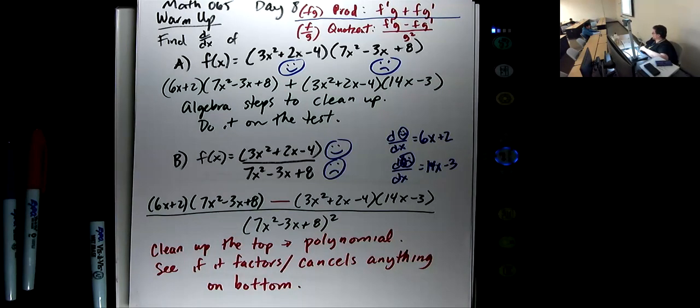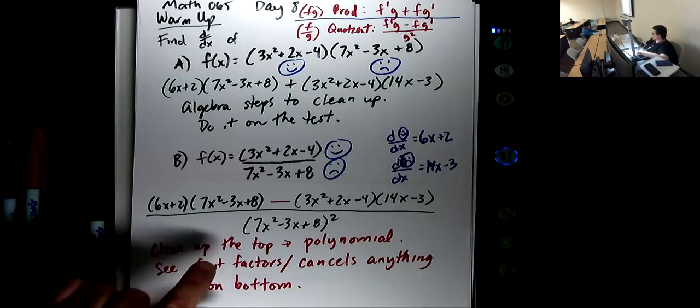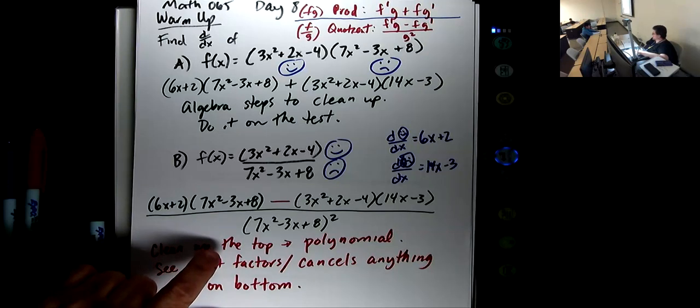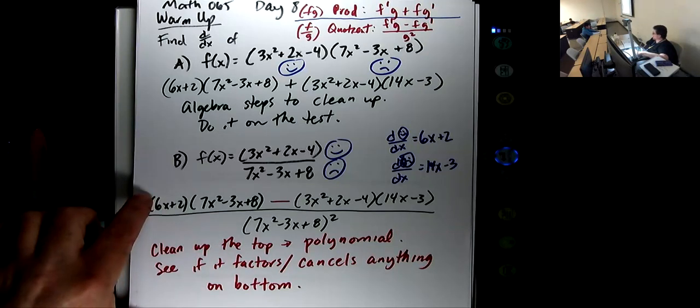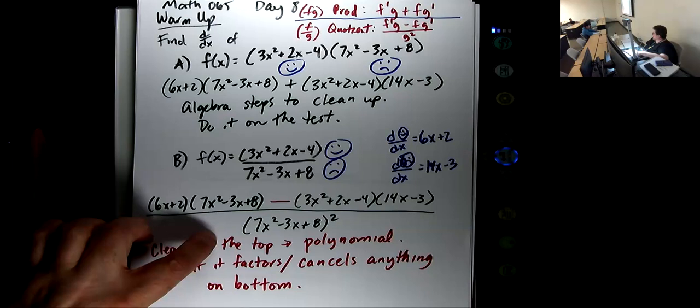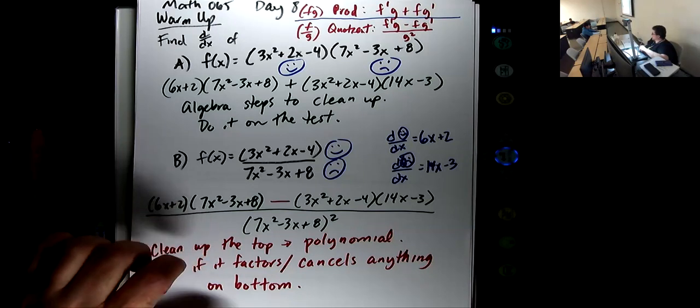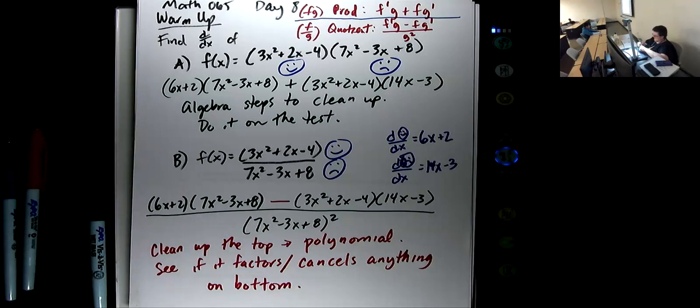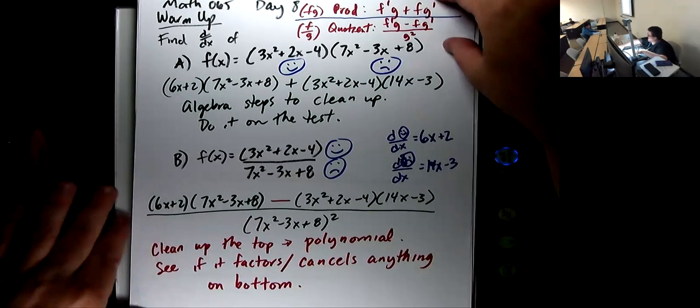Yes, Matthew. Should we expand the bottom to see, like on the test, if it cancels out on top? If you can cancel it out by expanding the bottom, you should be able to do the same canceling by factoring the top without expanding the bottom. Okay, you know what I mean? No? Let me show you.